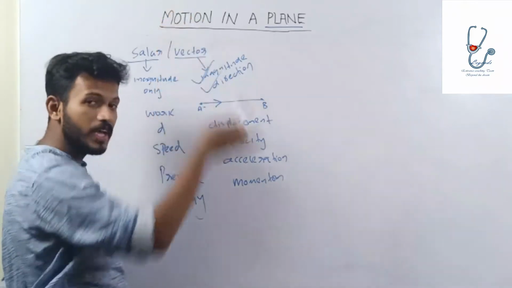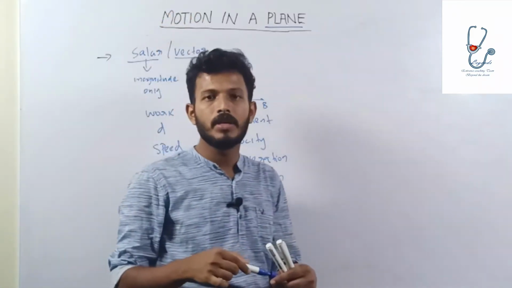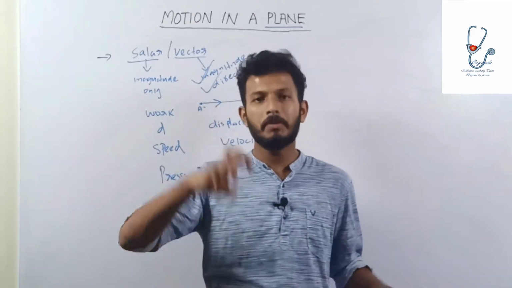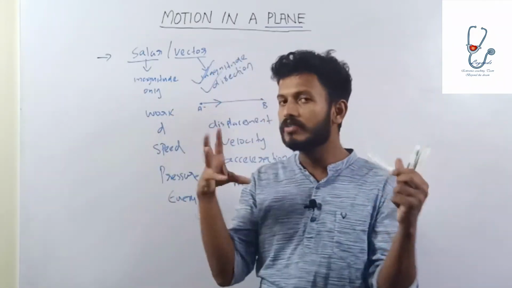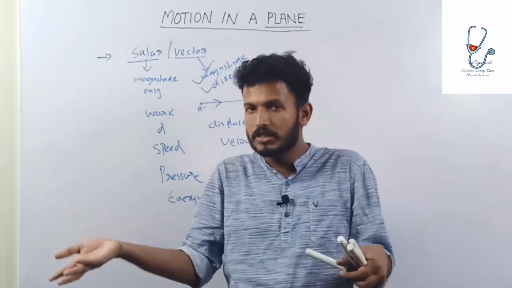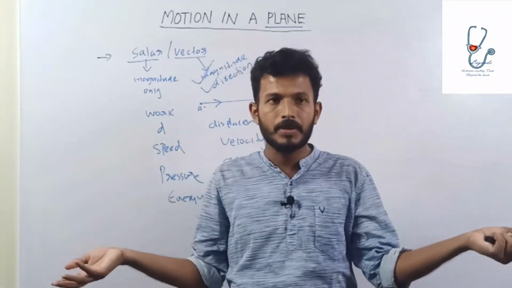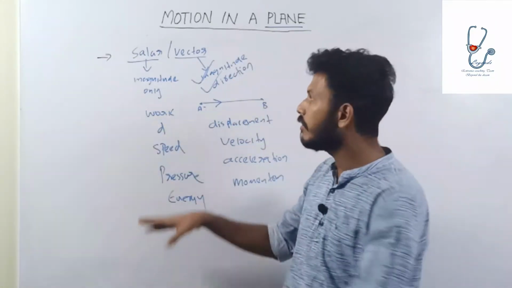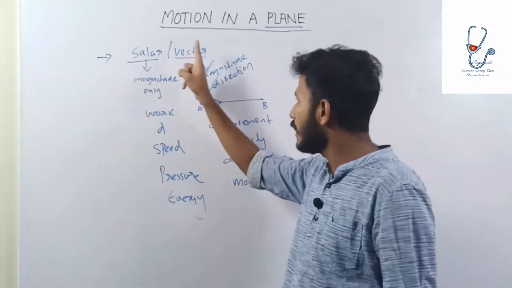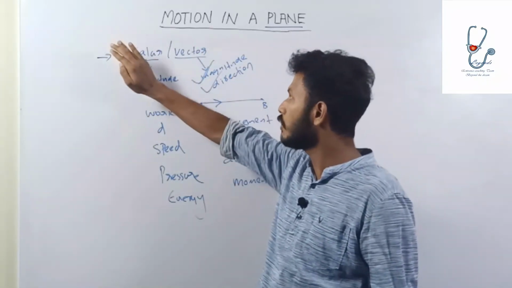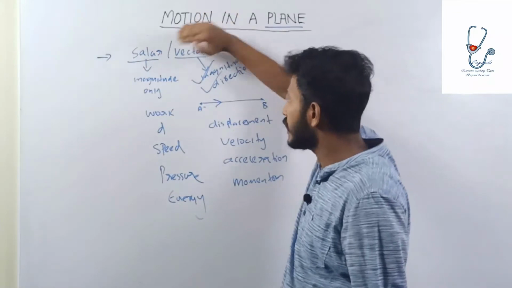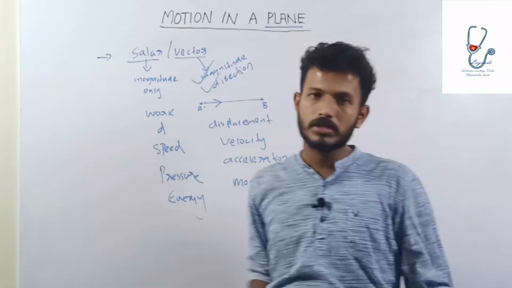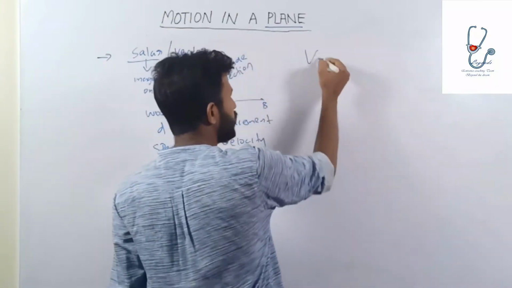There are various types of quantities in physics. Something which can be measured is called a physical quantity. Length, we can measure it. Breadth, we can measure it. And time, we can measure it. Those are all physical quantities. Physical quantities are classified into two, scalar and vector. A quantity having magnitude and direction is called a vector. A quantity having only magnitude is called a scalar. In this chapter, we are discussing vectors.